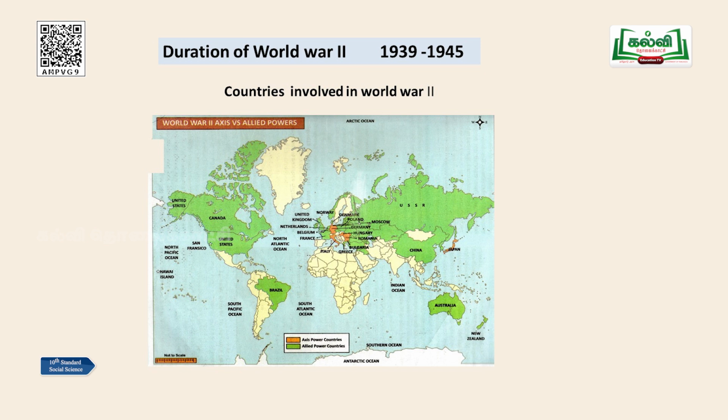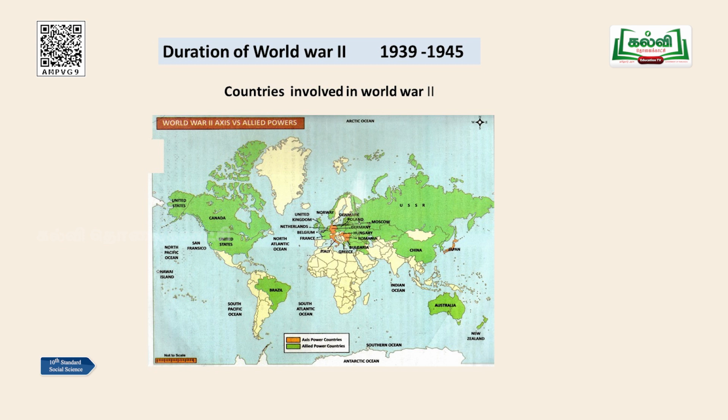Now we'll see which countries fall under the Axis powers. The second category of countries is the Axis powers. Who are the Axis powers? Germany, Hungary, Italy, Bulgaria and Japan. Once again, you can see the countries in saffron. Children, you must note this, as they will ask you this question in a board exam.